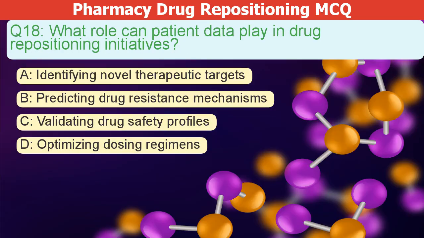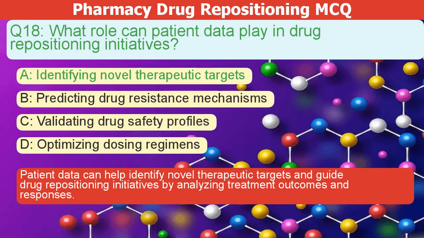What role can patient data play in drug repositioning initiatives? A. Identifying novel therapeutic targets. B. Predicting drug resistance mechanisms. C. Validating drug safety profiles. D. Optimizing dosing regimens. The correct answer is A. Patient data can help identify novel therapeutic targets and guide drug repositioning initiatives by analyzing treatment outcomes and responses.